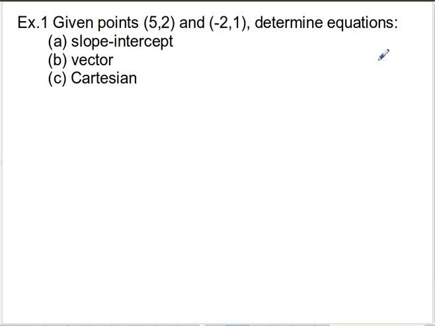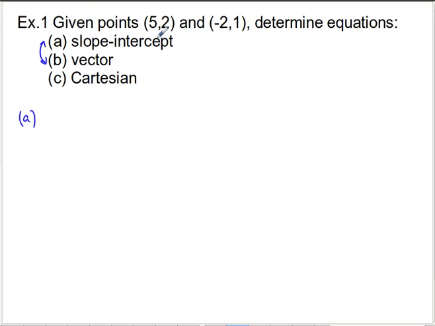So first of all, let's just start off with a couple of points, 5, 2 and 2, negative 1, and let's come up with these three different equations and let's see how they relate to each other. Relating these first two to each other is what I did in the previous lesson, so I'm not going to spend a great deal of time on that, but I'm still going to go through all of the steps.